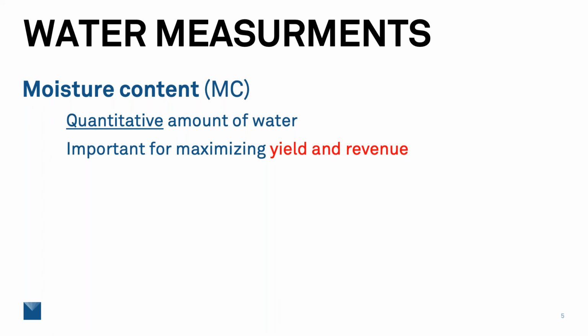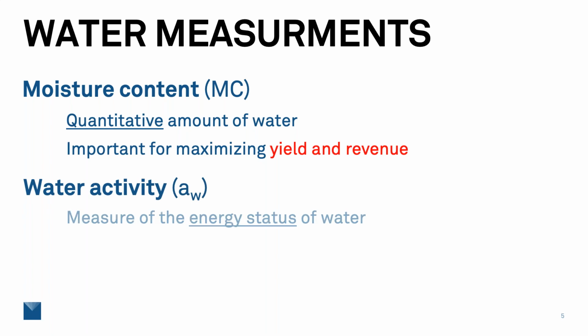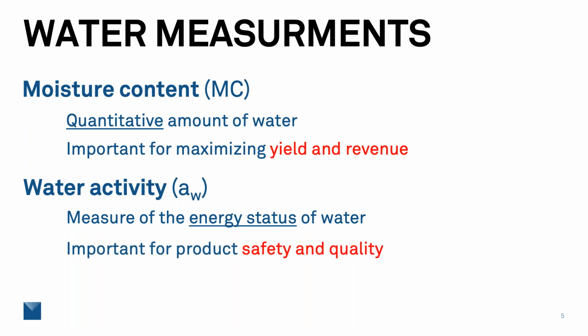But it doesn't give you a full picture of what's happening, because it is not a process driver, meaning that if we have moisture migration or other issues, moisture content is not going to be able to tell you what you need to know. What you do need to know is water activity. And this is a measure of the energy status of the water. And that is what drives processes to happen. So microbial growth, moisture migration, that kind of thing. So it's really important for product safety and quality.